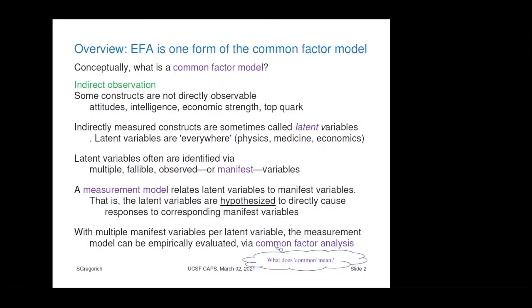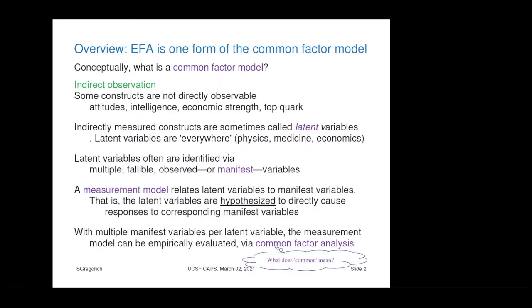So common factor model is really a causal model, because the idea is that the latent variable is causing the responses to the observed items. And if we have multiple observed items or manifest variables per latent variable, then we can fit a measurement model that can be empirically validated. We can assess the degree to which it can replicate the observed data. And so we can get basically a goodness of fit test.